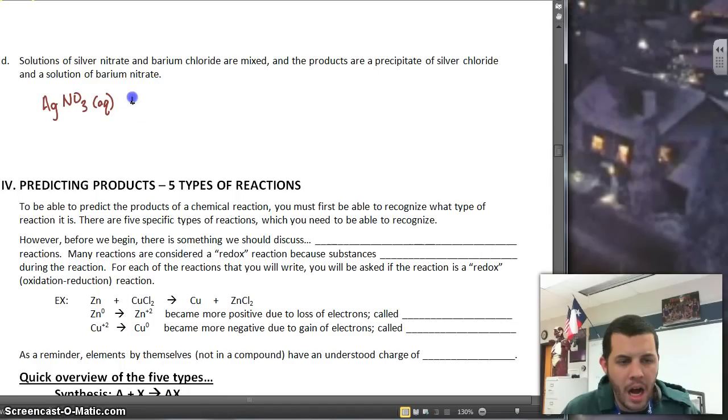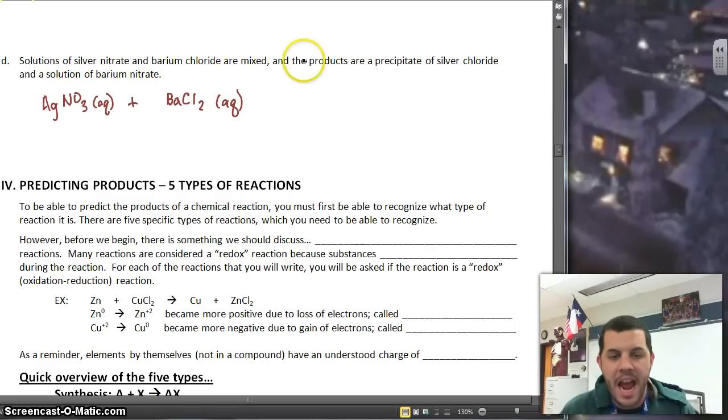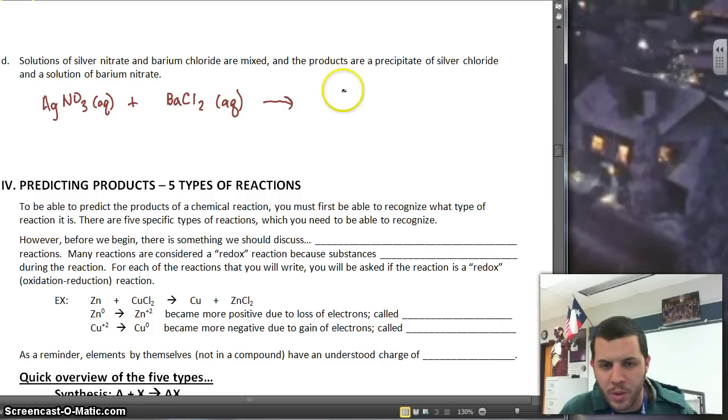Okay. Next, I have barium chloride. Barium is Ba with a +2 charge. Chloride is -1, so I need 2 of them. Okay, this is also a solution, so I know that it's going to be aq. So it says solutions of silver nitrate and barium chloride are mixed. And the products, meaning the things on the right-hand side of the arrow, are silver chloride, silver +1, chloride -1, so this is AgCl.